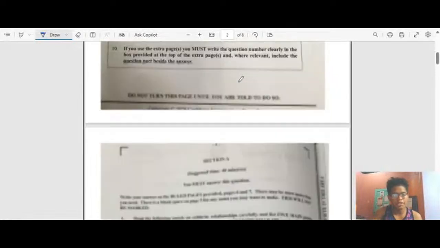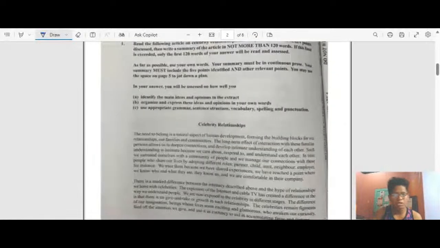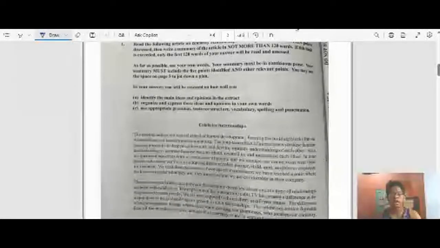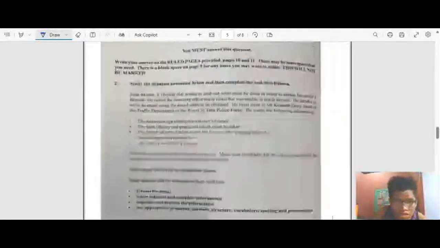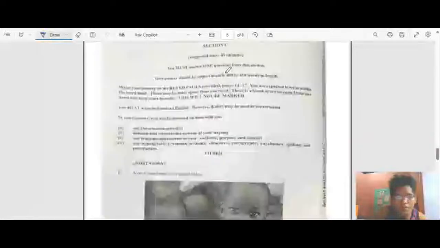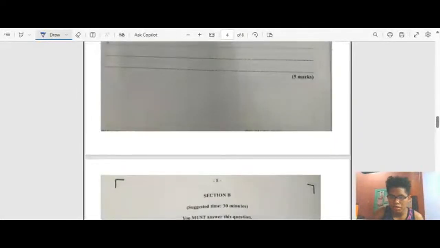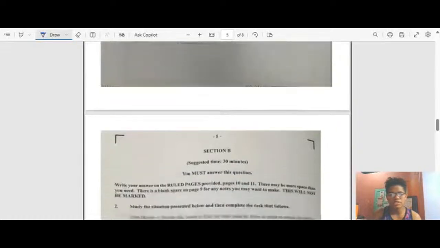So in our last class, we looked at celebrity relationships. But for this class, let me just show it on the screen. We'll be looking into section B. This is section B of it, and this is very much mandatory.